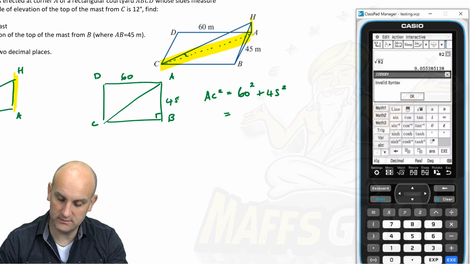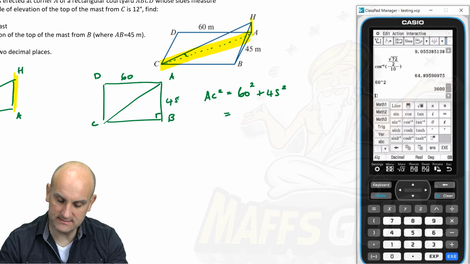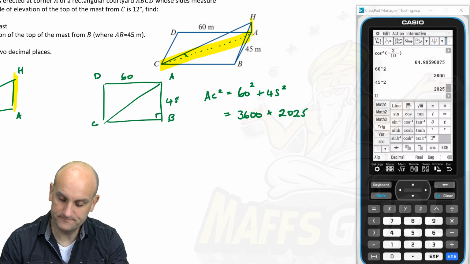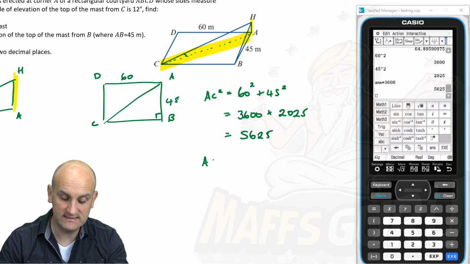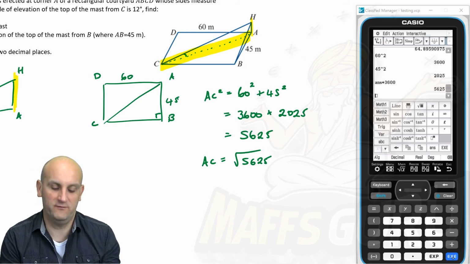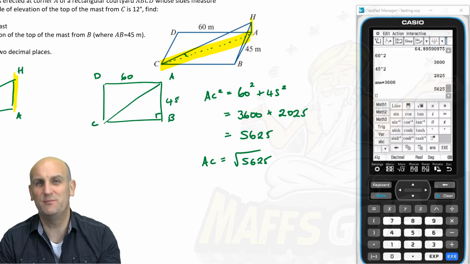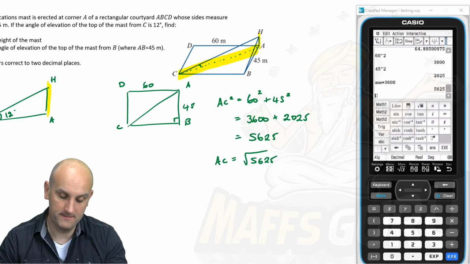60 squared is equal to, oh, I don't know what's going on there because I didn't hit the square button. 60 squared is 3,600. Yes, I could have worked that one out. 45 squared, no, not doing that in my head, is equal to 2025. Add those together, and that's going to give me 5625. So AC is going to be the square root of 5625. Now, I don't need to actually do the decimal places for this one because they've not asked me for the length of AC. I'm just going to use that square root value because it's going to square in just a second, or it won't.